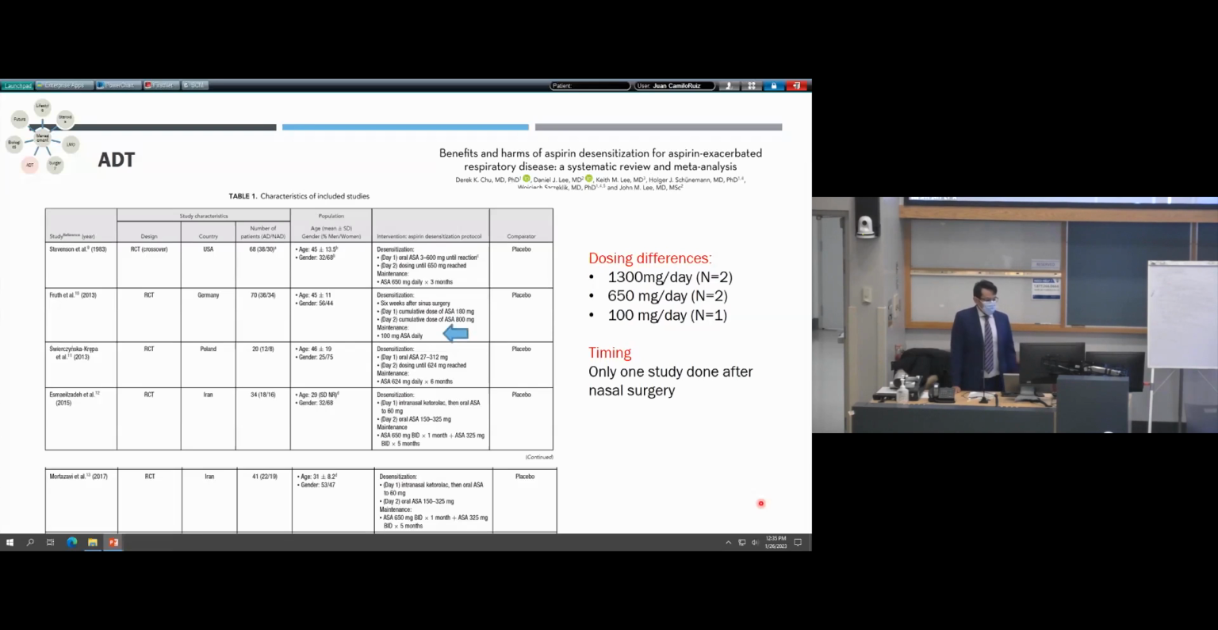Now, that's unfortunate because usually we like to do the desensitization right after surgery. You clean up the polyps, you have this nice honeymoon period when patients are doing well, and then you start the aspirin. But the only study that actually did the desensitization after nasal surgery is the one that had the low dose. So that's important to note.